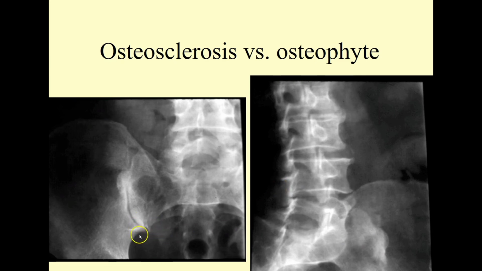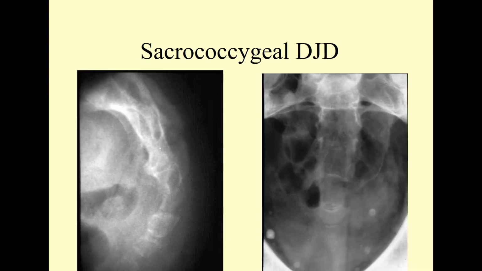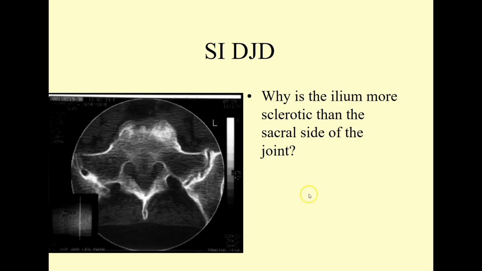We find the best evidence for SI DJD usually along the inferior portion of the joint. We got this bone projection here. That is what the osteophytes on the sacrum can look like. Even down at the sacrococcygeal joint, we can at times have arthritis develop, can be quite uncomfortable, does usually respond to treatment. And that's just another example of what the sacrococcygeal DJD can look like. On our, again, what imaging study are we looking at? Let's take a quick look.